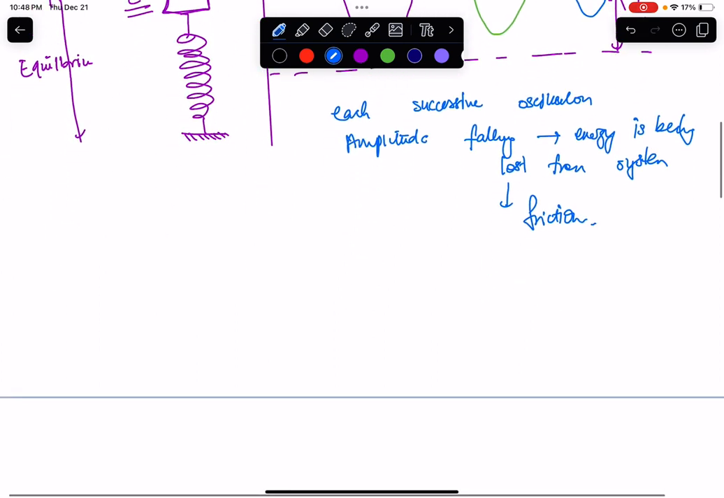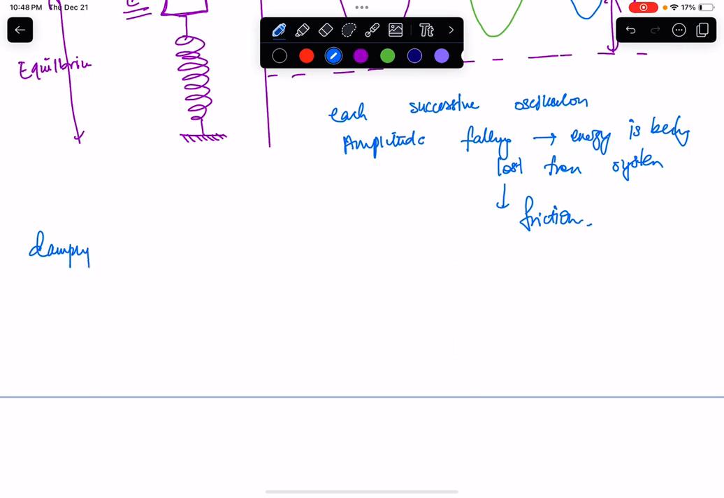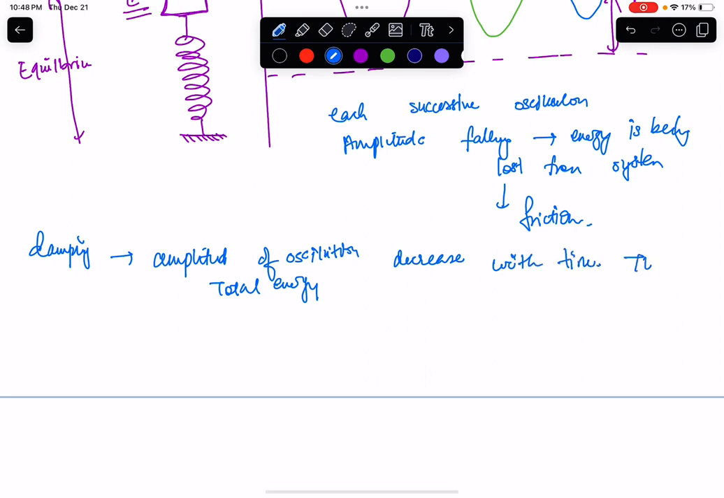So damping is shown as a scenario where the amplitude of oscillations, which correlates to total energy, decreases with time. And this is because there is a force that opposes the direction of motion.